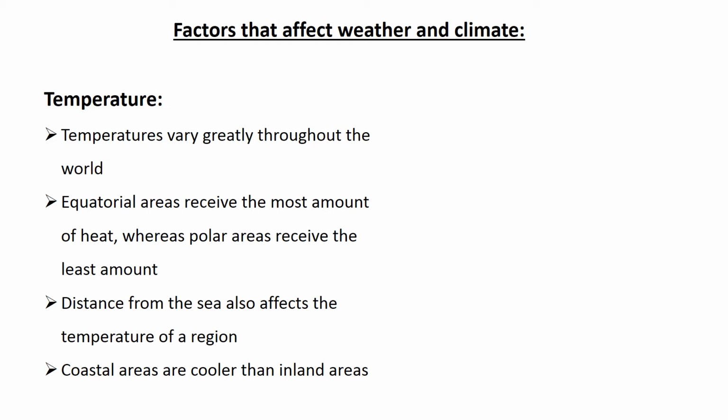Factors that affect weather and climate. Temperature. Temperature varies greatly throughout the world. Equatorial areas near the equator receive the most amount of heat, whereas polar areas receive the least amount of heat. The distance from the sea also affects the temperature of a region. Coastal areas are cooler than the inland areas.